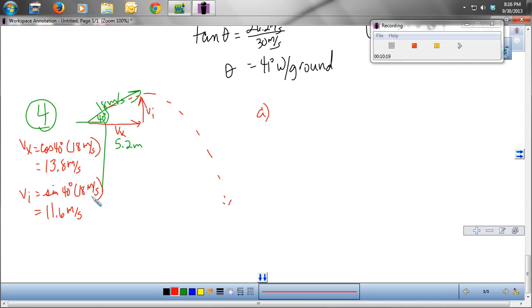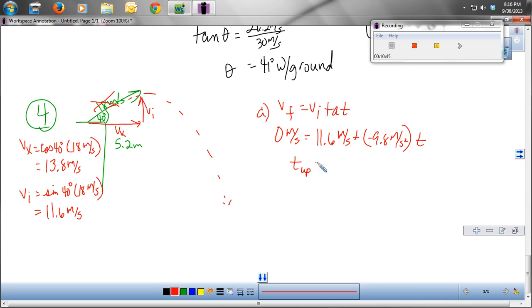So this is the one that I'm going to use to help me find the time. Notice that I did this and I will never use that again. So VF equals VI plus AT. Well, when it gets to the highest point, VF is 0. VI is 11.6. A on the way up is negative 9.8. And T was what I was looking for. So I found the time up when I did that to be 1.18 seconds.